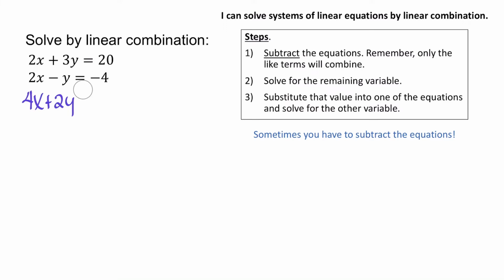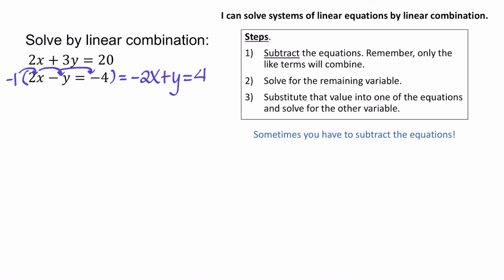So what I'm going to need to do is make it so that one of my variables will cancel out, right? So what I can do is take the equation and subtract it. Remember, subtracting is basically the same thing as multiplying the entire equation by negative 1, right? So I'm going to multiply the second equation by negative 1. That means I'm going to make every term opposite. Instead of 2x, I'm going to have negative 2x. Instead of minus y, I'm going to have plus y. And that equals, instead of negative 4, 4.